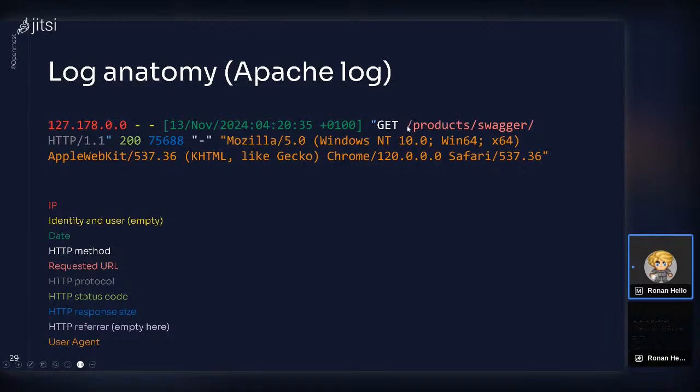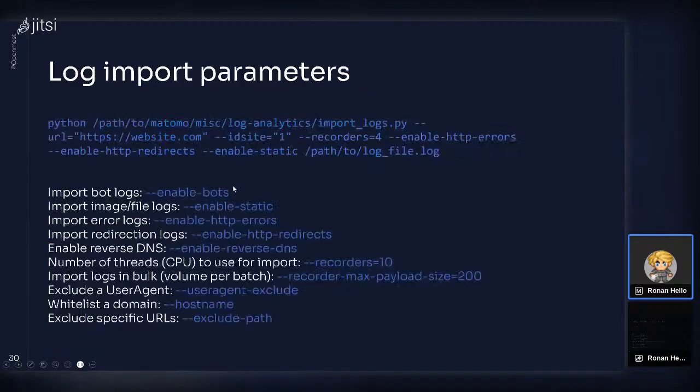Then we have the requested URL, what kind of URL the user wants to read. Then we have the protocol and the status code, which is 200, so success. The size of the response, the size of the page we just had to send. If there is any referrer, so here no referrer, but if we have one, it will be stored there. And we finish with the user agent. With that information, we are able to import every link, every row, every line, and recreate visits from the past using the log importer.